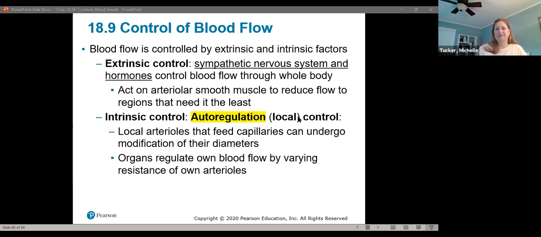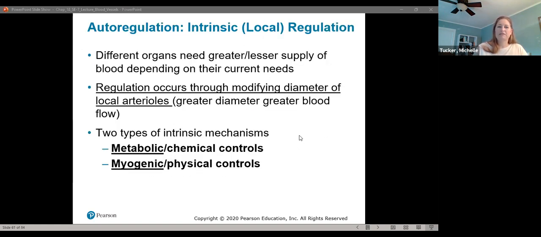As far as, sympathetic can say, hey, I really want to shunt blood from the digestive system to the skeletal muscle system. But eventually the digestive system is going to say, hey, I need a little bit of love here too, and it needs to take over with this autoregulation. Okay. So local arterioles that feed capillaries and then feed tissues supplied by those capillaries can modify their own diameters. They do this in two ways. There are metabolic controls and myogenic controls.